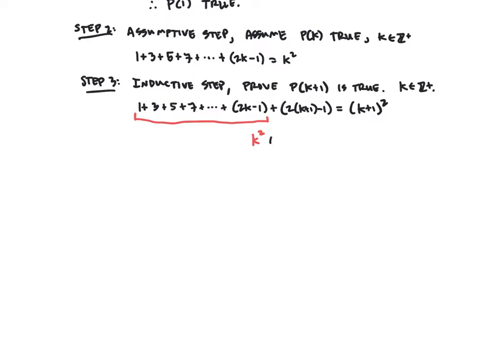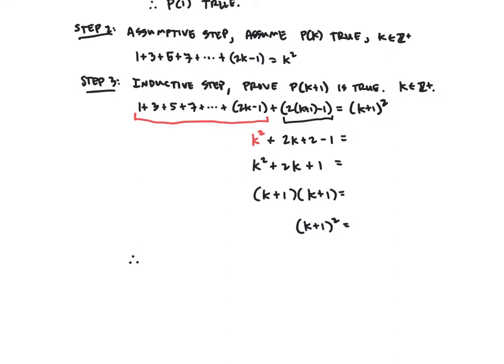I'm going to expand this portion of our equation to be 2k plus 2 minus 1. And in simplifying, I see that I get k squared plus 2k plus 1, which conveniently can be written as k plus 1 times k plus 1. Notice how I have not worked the right side at all. My goal is to make the left side look exactly like the right side, which will happen here in my next step, k plus 1 squared. Therefore, you must write this therefore statement at the very end.